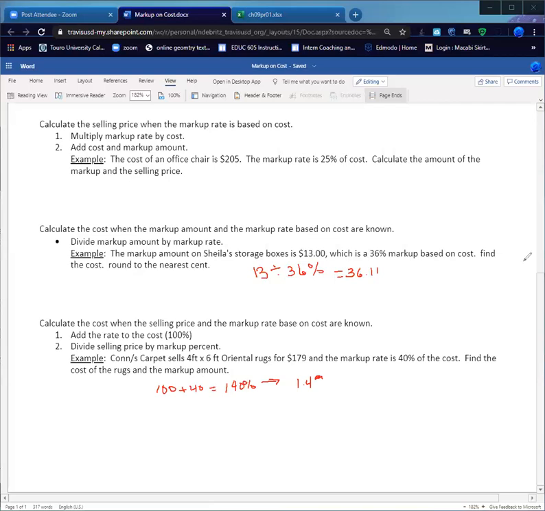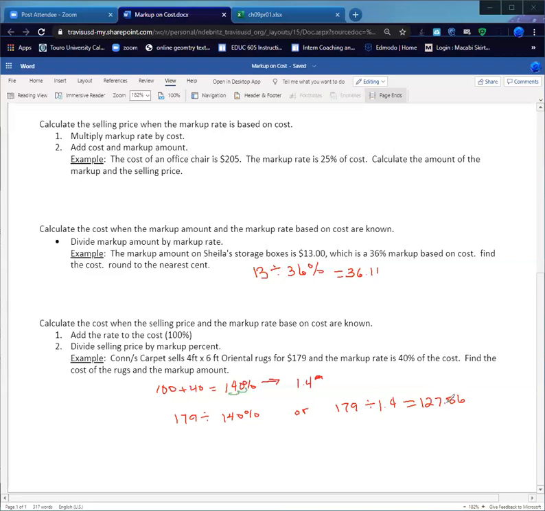Let me change the color here. I would move the decimal this way, 1, 2 places. When it's not seen, it's always on the right. Okay, so there's my amount. Then I'm going to take the $179 and divide it by 140%, or by 1.4. It doesn't matter which form you use, the calculator will do both. Either way, I'm going to end up with $127.86.